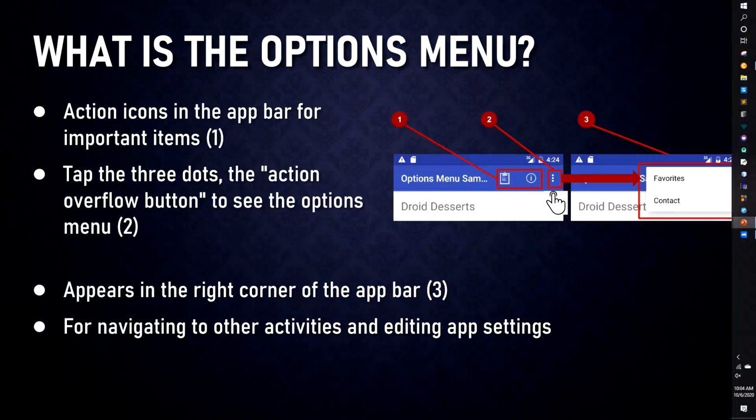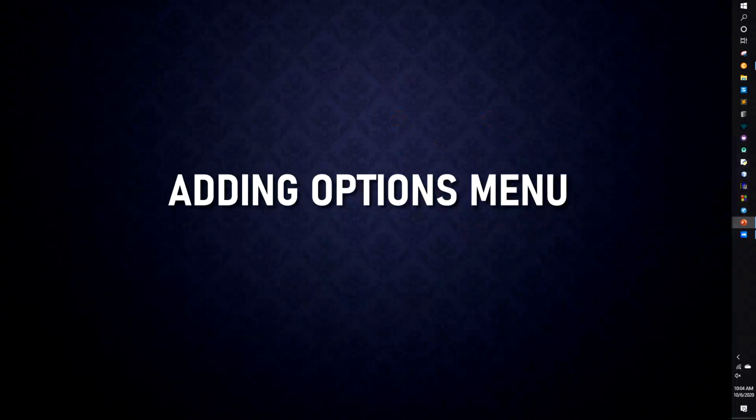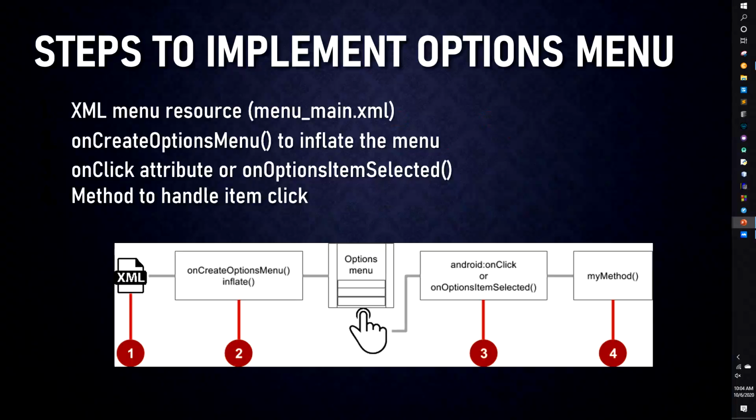Here, the option menu we use in our app bar when you want to apply some setting related things. It will appear at the right corner of your app, and it's used to navigate to other activities, and also for editing related app settings. So to add an option menu in your app, there are about 3 to 4 steps.